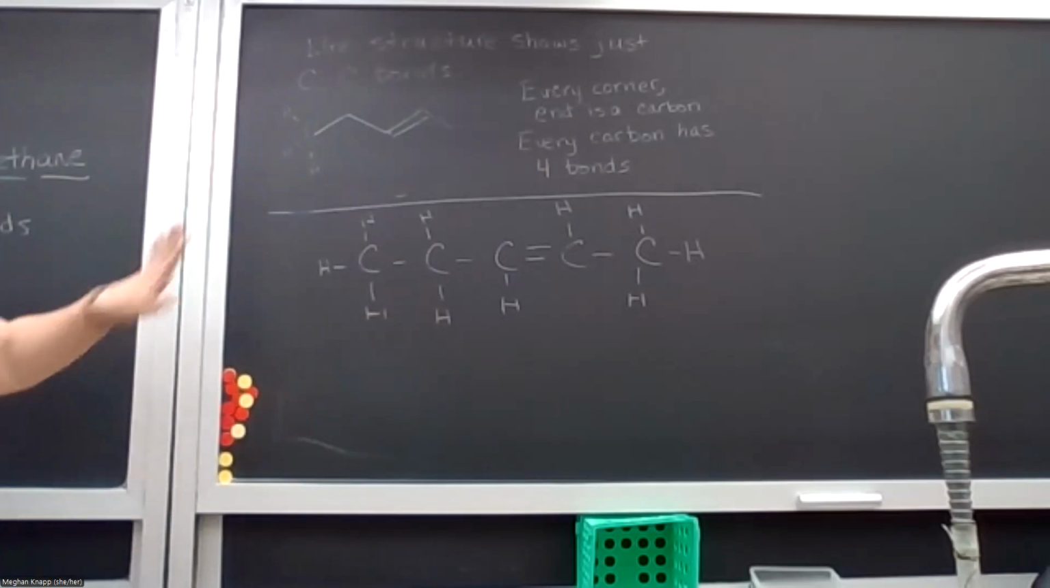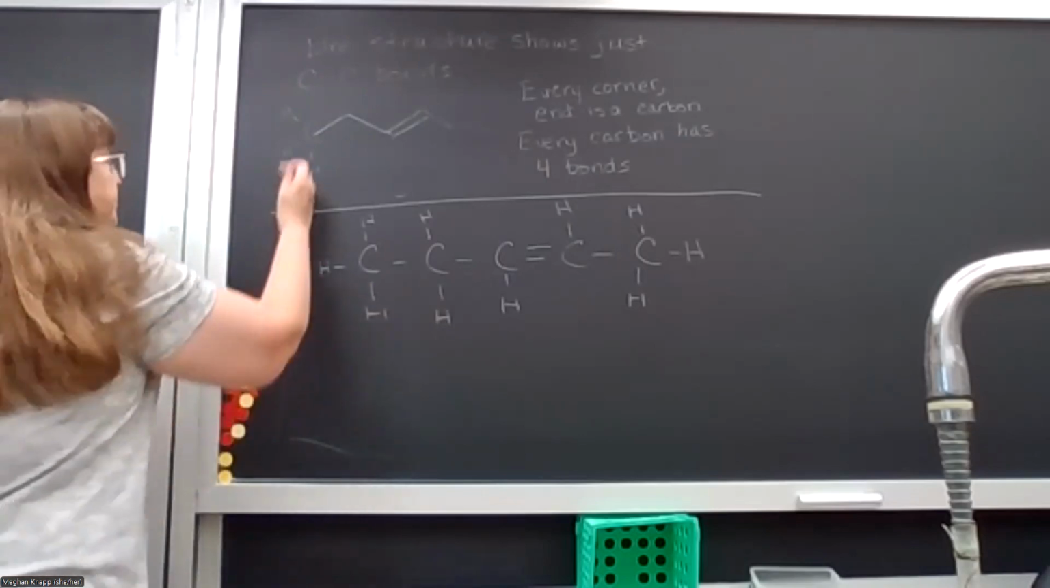What I want you to know is when you see structures that look like they have a bunch of zigzaggy lines or hexagons, that just means there's a bunch of carbons there. Okay. That's the key takeaway of that.